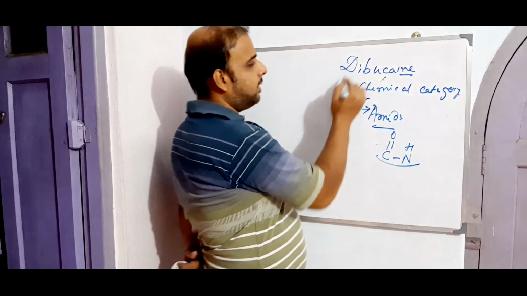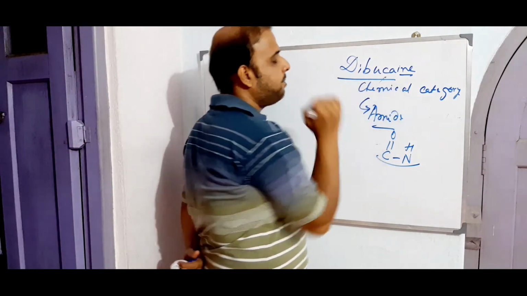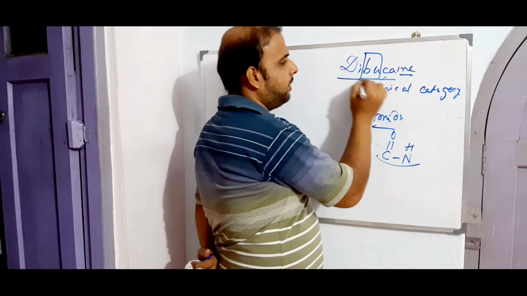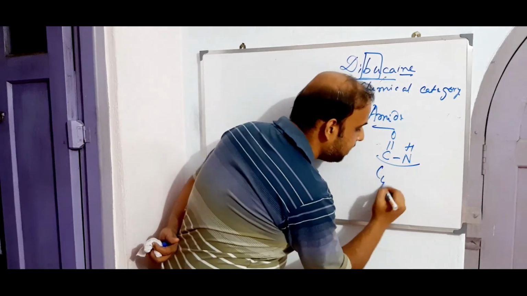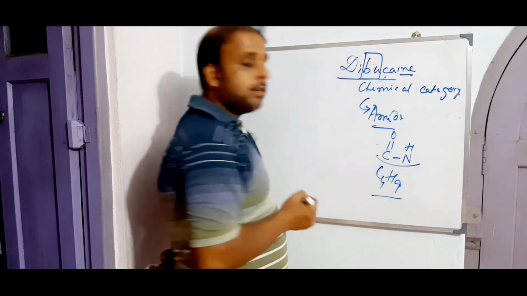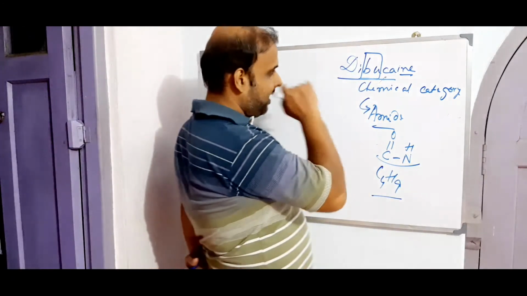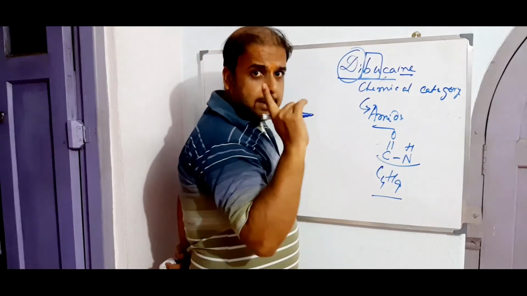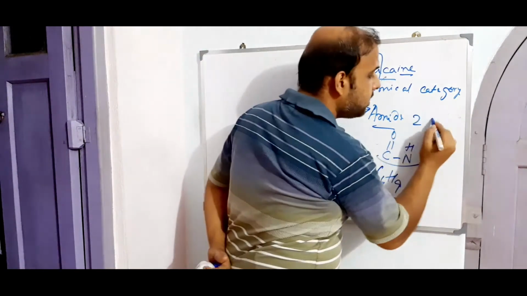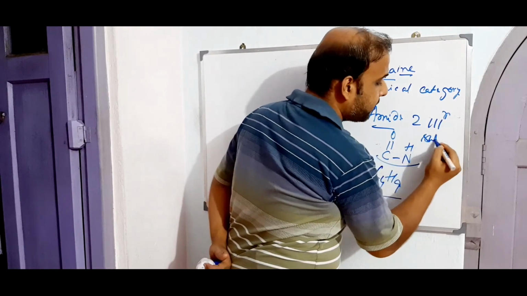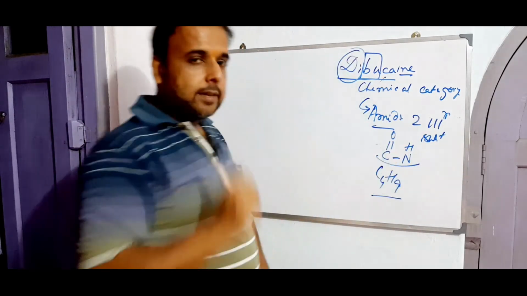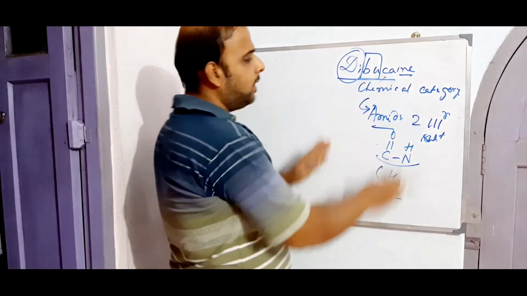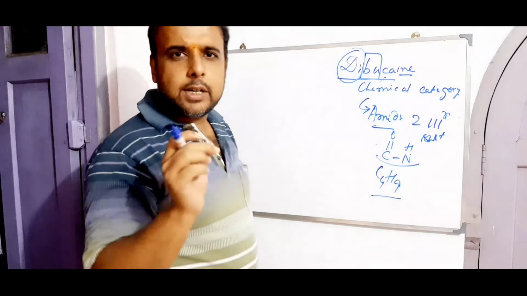Let us focus on the name. Within the name, Bu means butyl, so a C4H9 unit should be there. And di means two similar substituents should be there. With all this information, let us try to build the structure of Dibucaine.